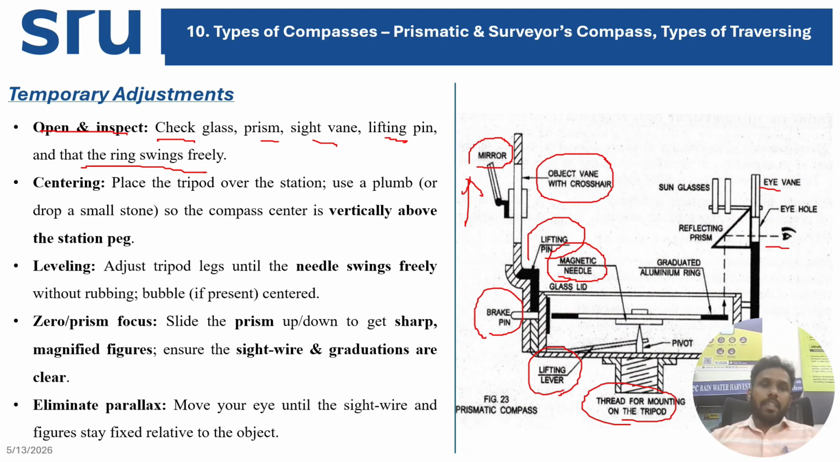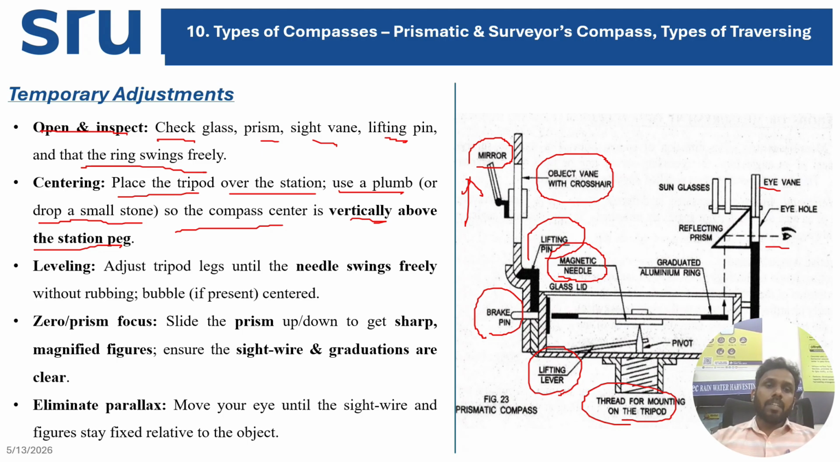Right. Then you have to place the tripod over a station. So this is a primary work because your compass should be exactly above your survey station. The attachment used for aligning these is a plumb or a dropped small stone, so the compass center is vertically above your station peg. As I said, exactly aligning your compass on top of your survey station is hard work, so that has to be done very precisely.